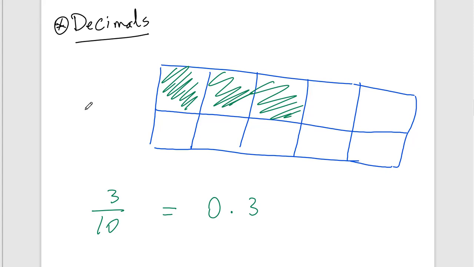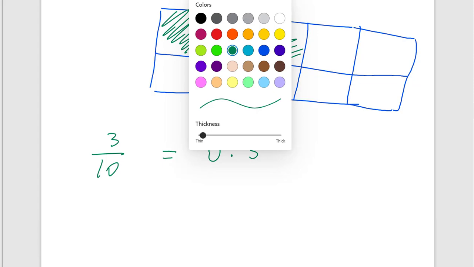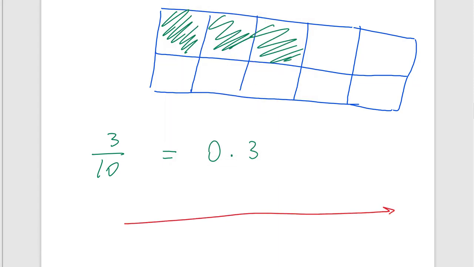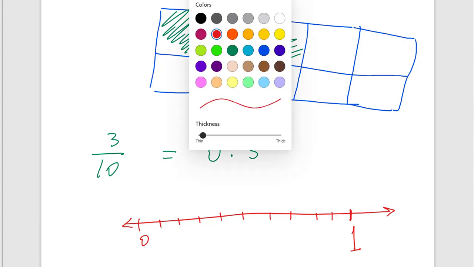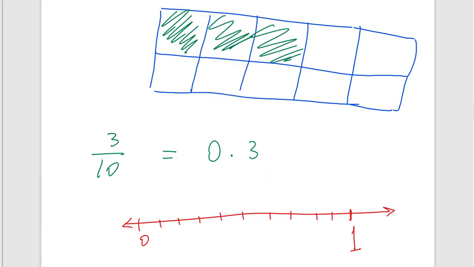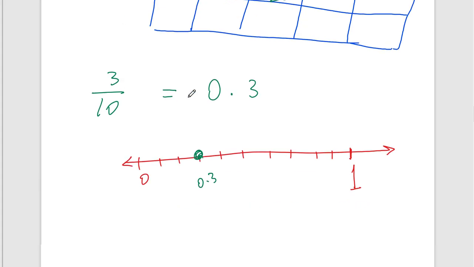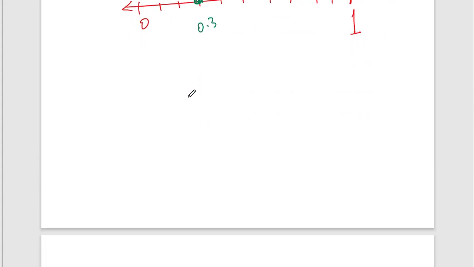Okay, and we can represent this on the number line. So on the number line, we can divide the distance from 0 to 1 into 10 equal parts. 1 2 3 4 5 6 7 8 9 10 is the whole one. So 3/10, this is 1/10, 2/10, 3/10 is here, so this is 3/10. Okay, so this is for using models or using the number line.